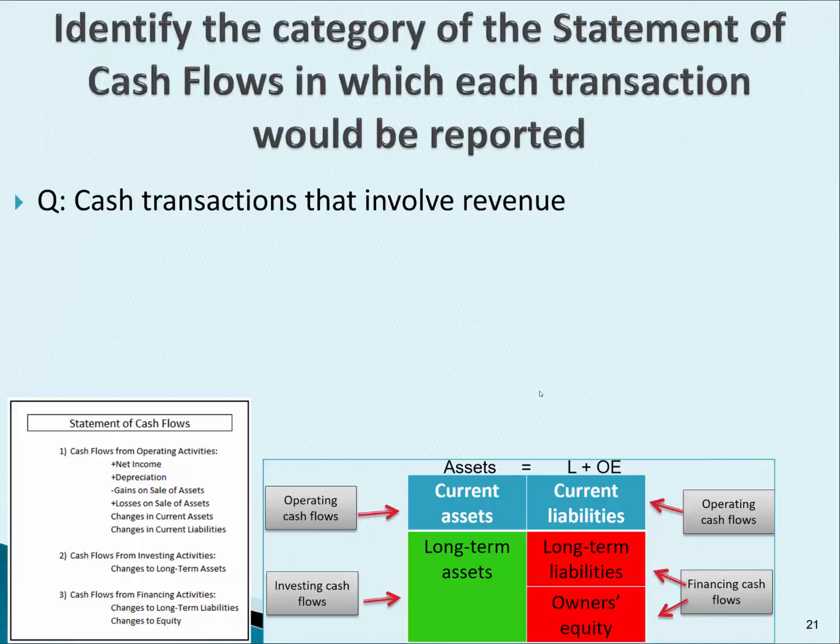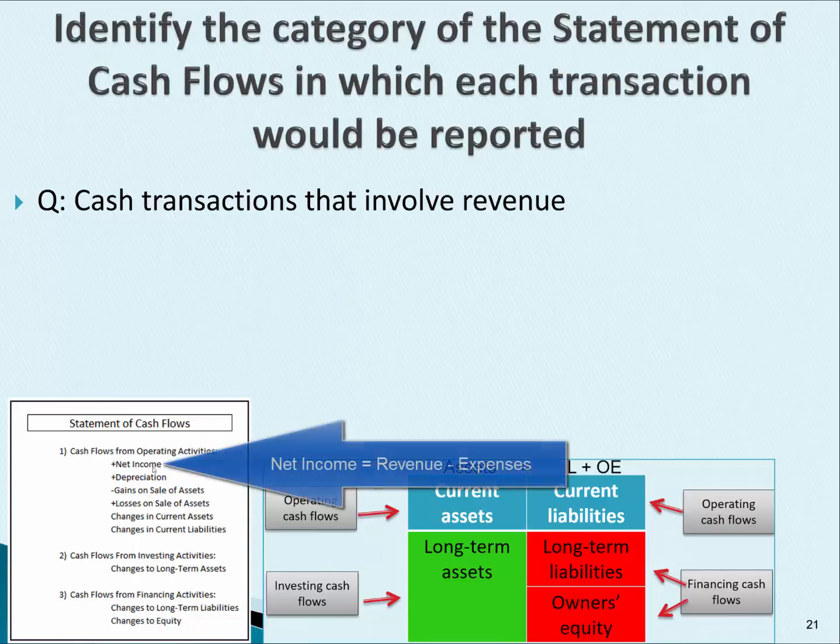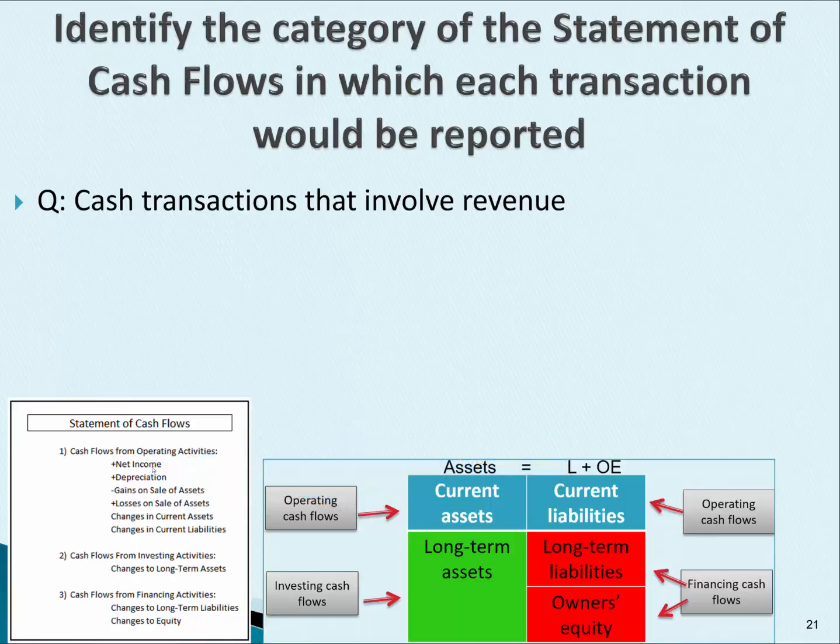So we've got cash transactions that involve revenue. Which section would that go into? Well, revenue is part of net income. Remember, the formula for net income is revenue minus expense. So revenue is already embedded in net income, and net income goes in the operating activity section. So the answer is operating activities.